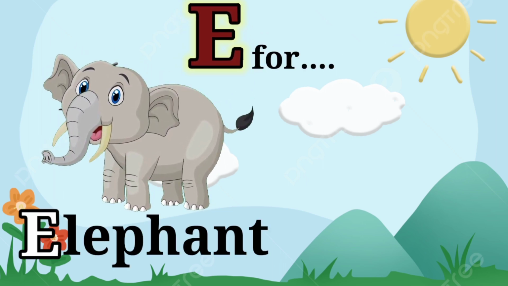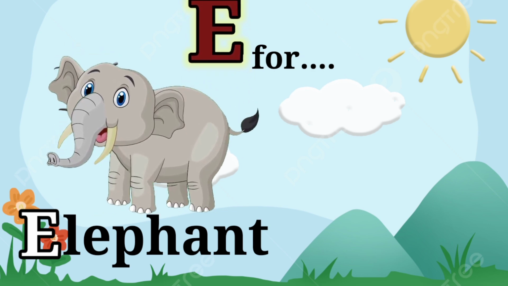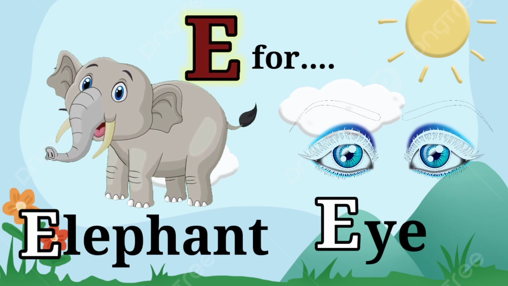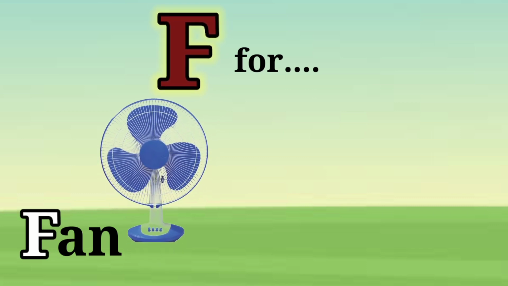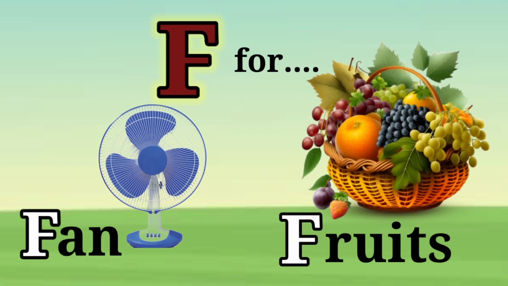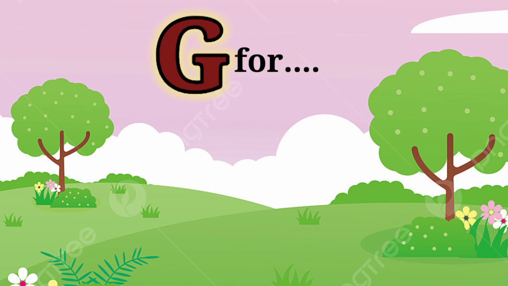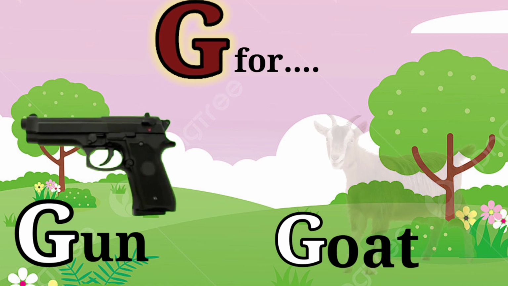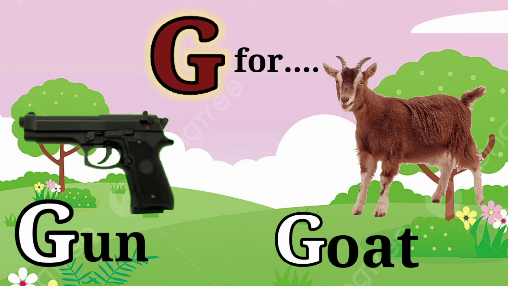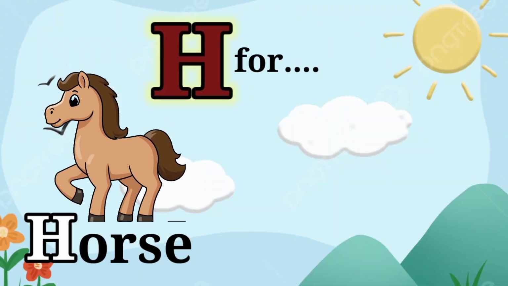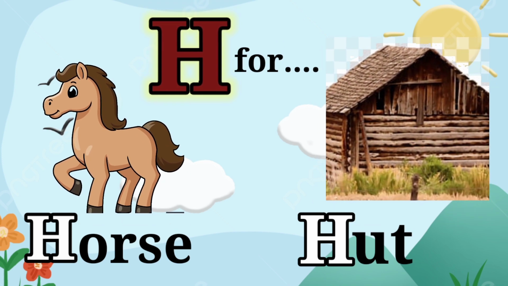E for elephant. E for eye. F for fan. F for fruits. G for gun. G for goat. H for horse. H for hut.